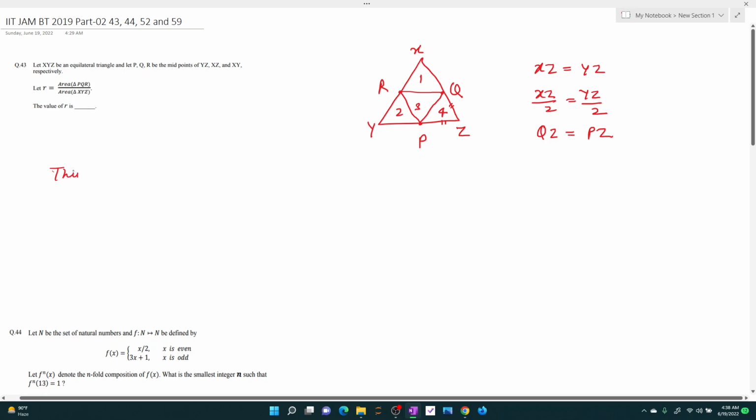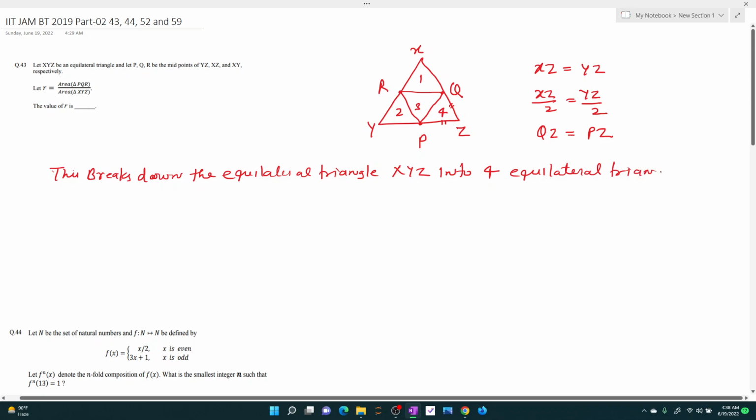So this breakdown of the equilateral triangle XYG into four equilateral triangles of same length, or you can say of same side, right? So when we say this, that means area of each of these triangles is same.